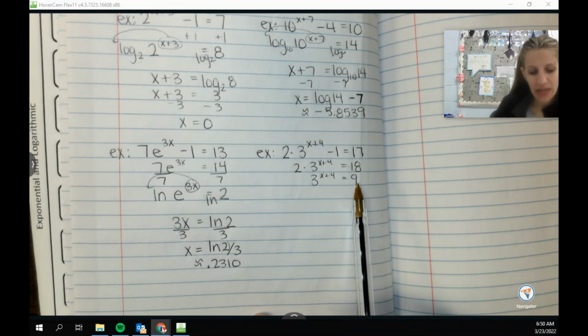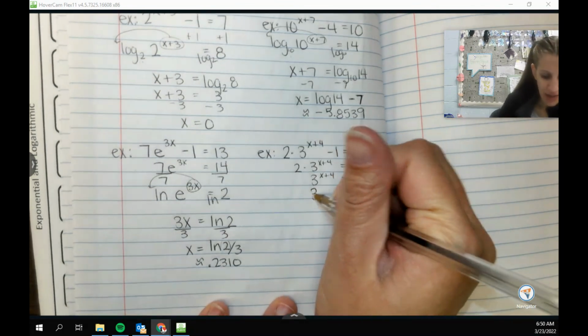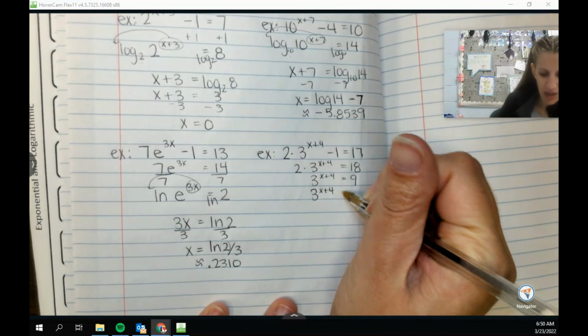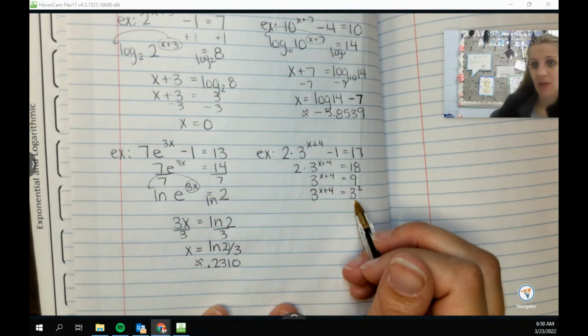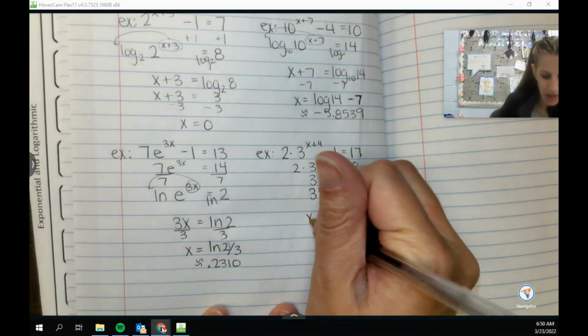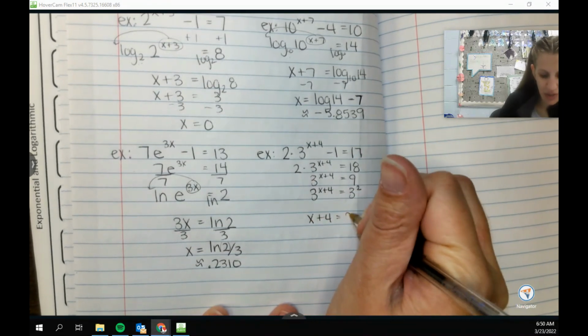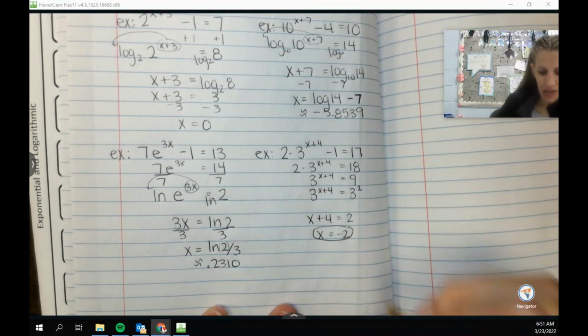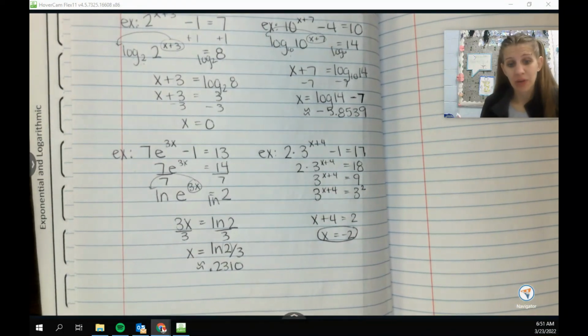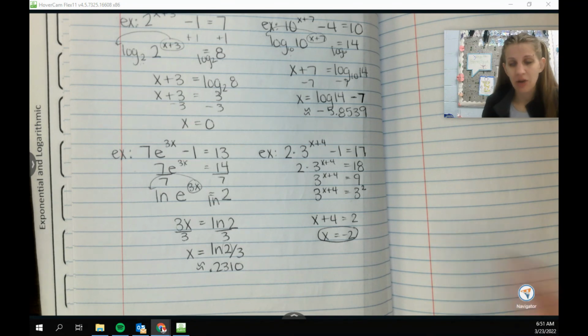So like I notice over here that I could rewrite that 9 and make it 3 squared. And now that these bases are the same, I can use that one-to-one property. So I can just say, okay, x plus 4 equals 2. And so x is negative 2. So that's much easier if you're able to notice those things.